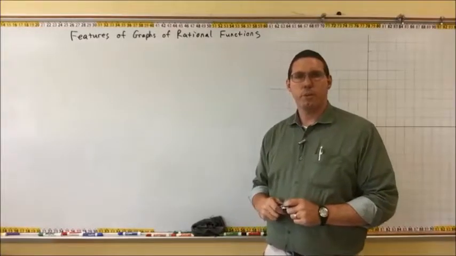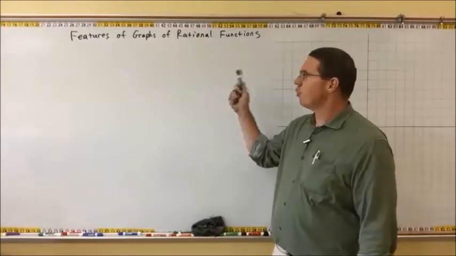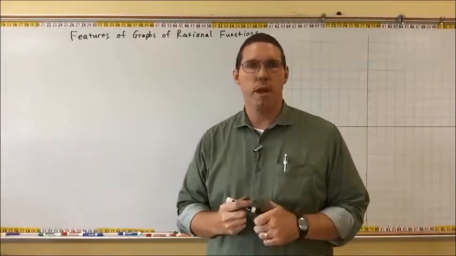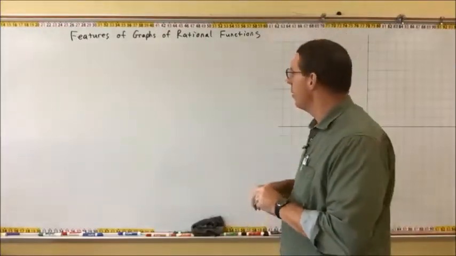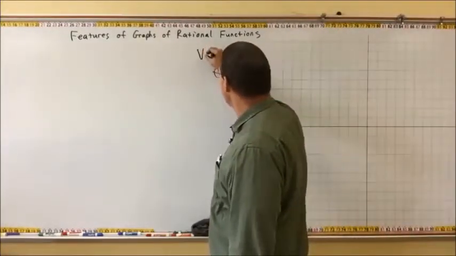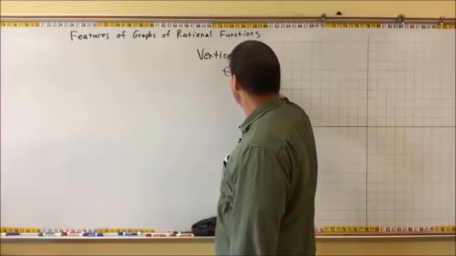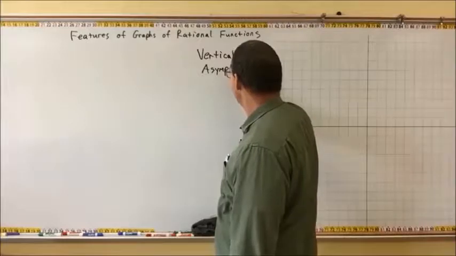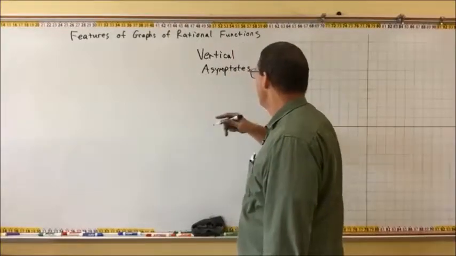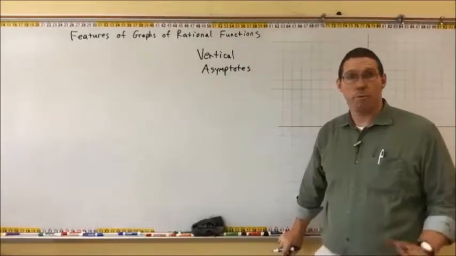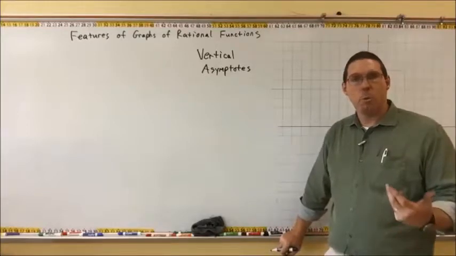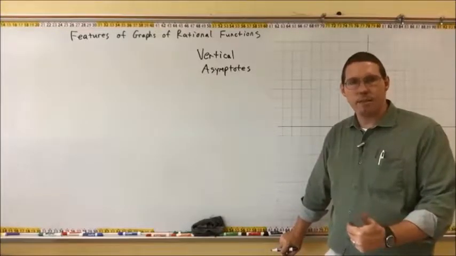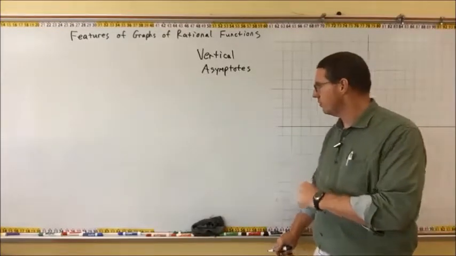Right, folks, we're continuing with learning about the features of the graphs of rational functions. And what we're going to talk about right now in this particular video is what are called vertical asymptotes. Asymptotes. Now, this is an important concept. I'm going to try and explain to you what a vertical asymptote is using a function.